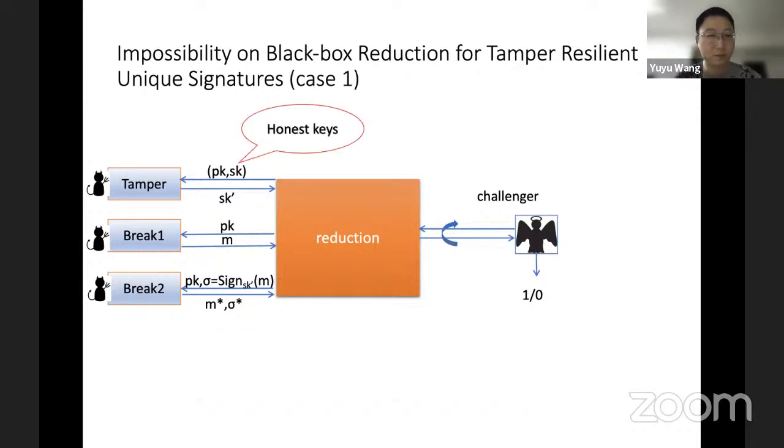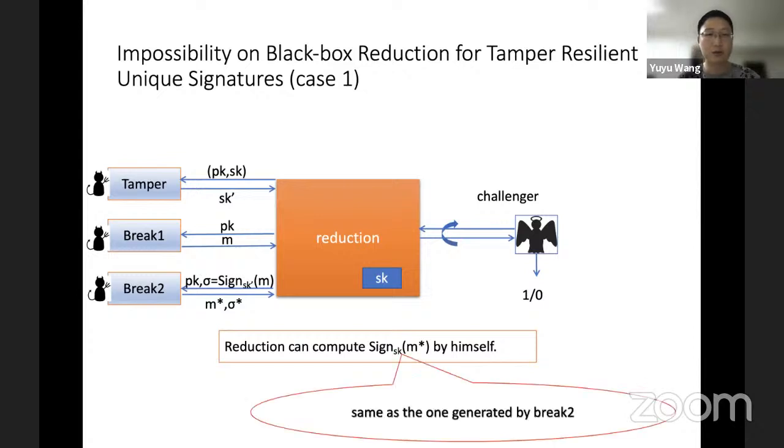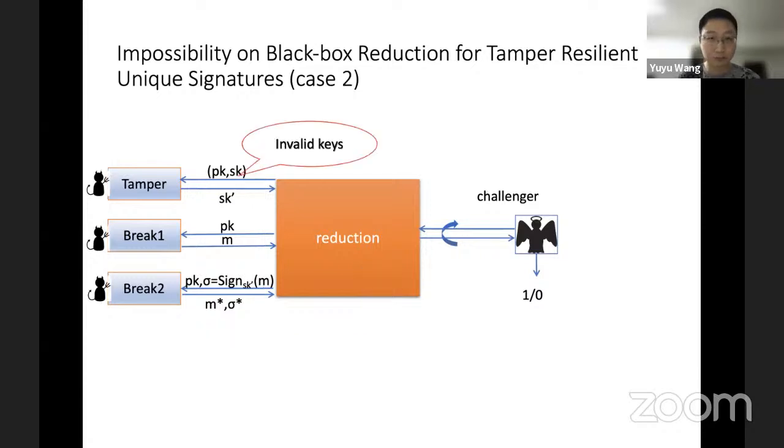So we consider 2 cases. In the first case, the reduction gives the valid keys to the first component, which is Tamper. In this case, the reduction already knows the secret key by itself, so it can sign the message in the forgery, which is M star, by itself. And due to uniqueness, the signature generated by the reduction will be the same as the one generated by Brick 2, which means that the communication with the adversary is meaningless for the reduction.